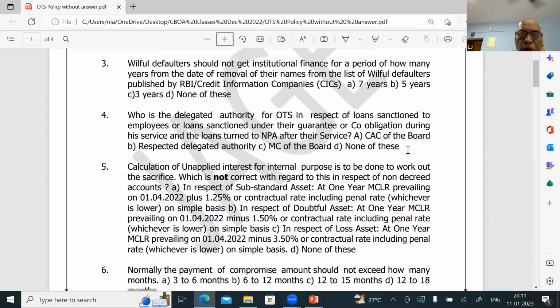Question number 4. Who is the delegated authority for OTS in respect of loans sanctioned to employees, or loans sanctioned under the guarantee or co-obligation during his service, and the loans turned to NPA after that service? I told you it is CAC of the board. Question number 4, answer is A.